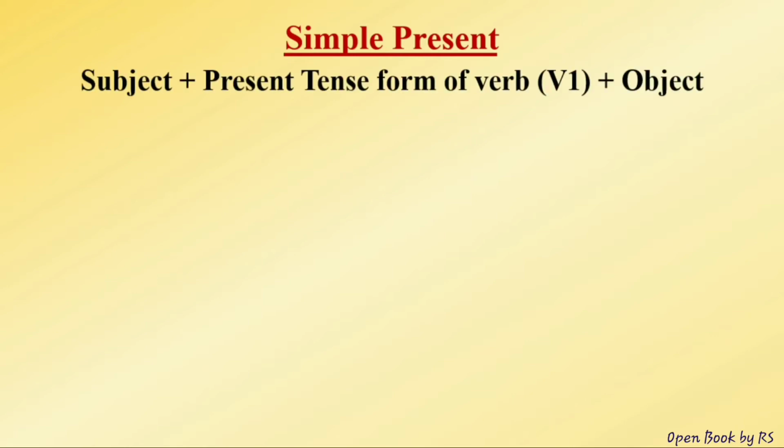Here first you should use the subject. So subject plus present tense form of verb plus object. This present tense form of verb is also called V1. Here you should always use the first form of verb: write, go, see, come, eat, sleep and so on.